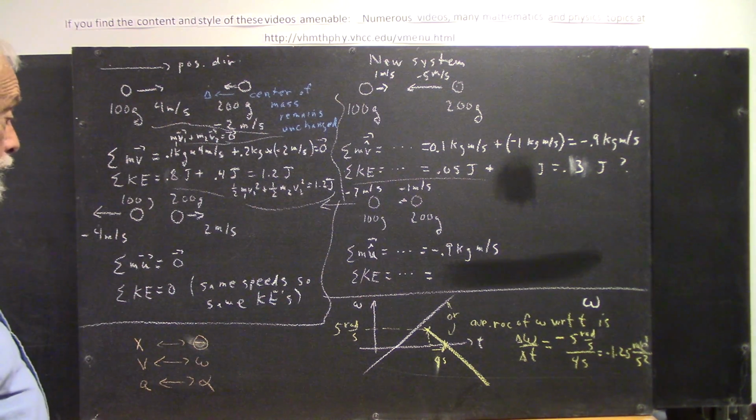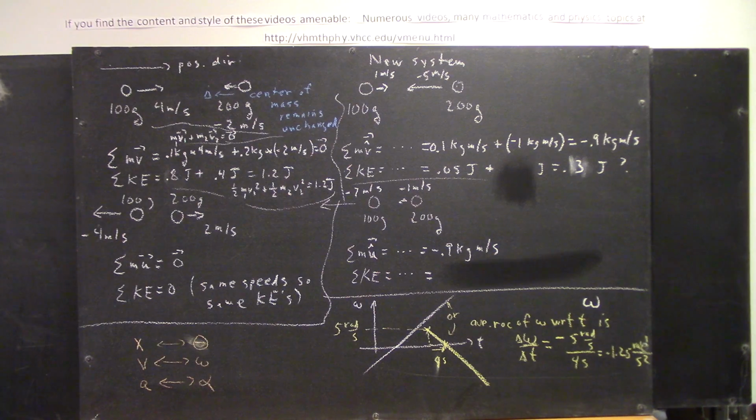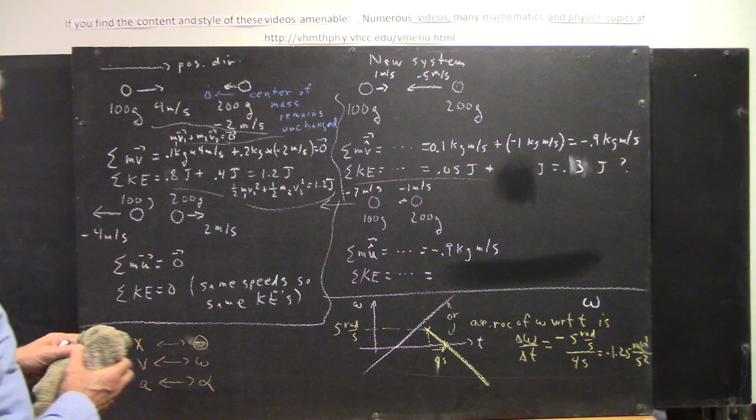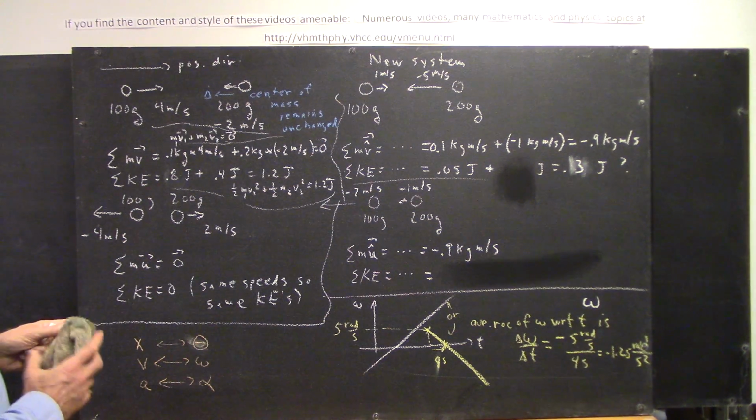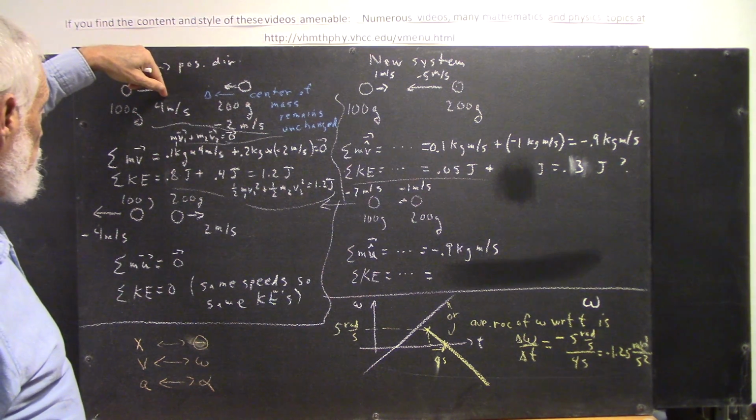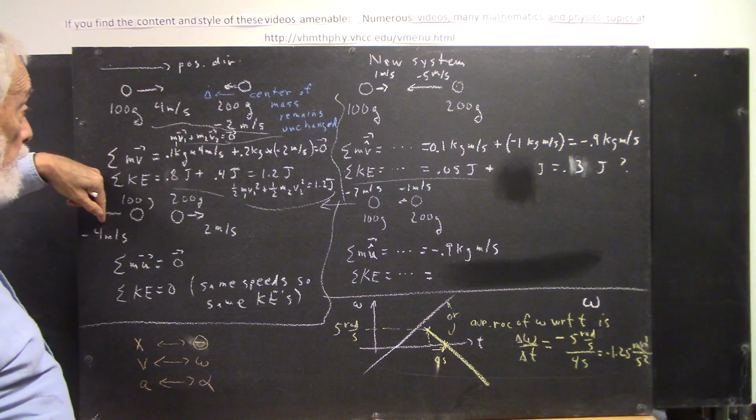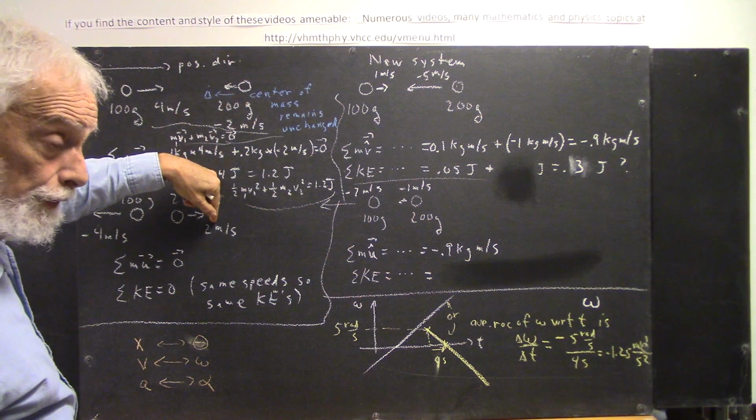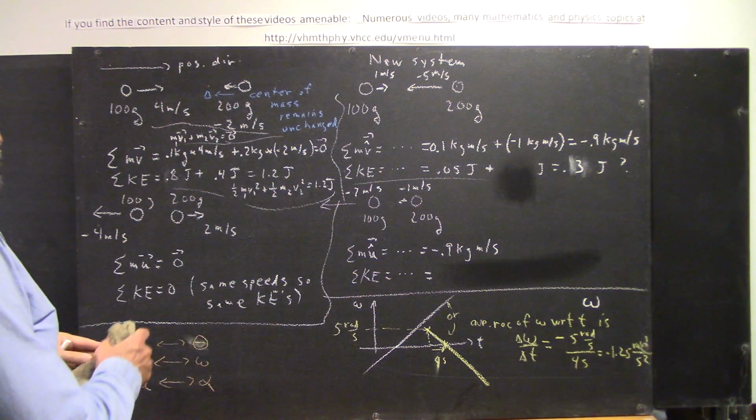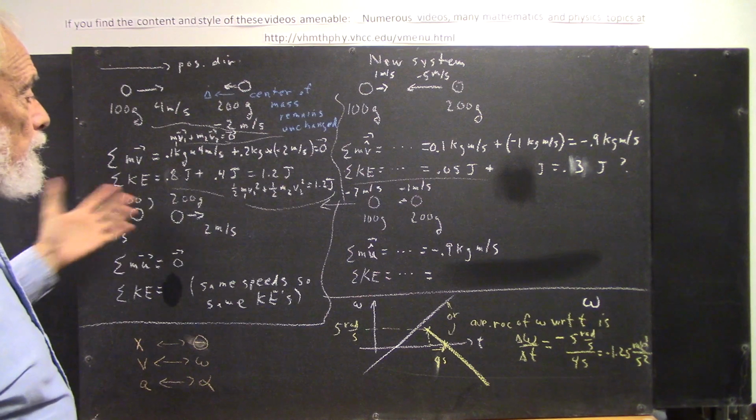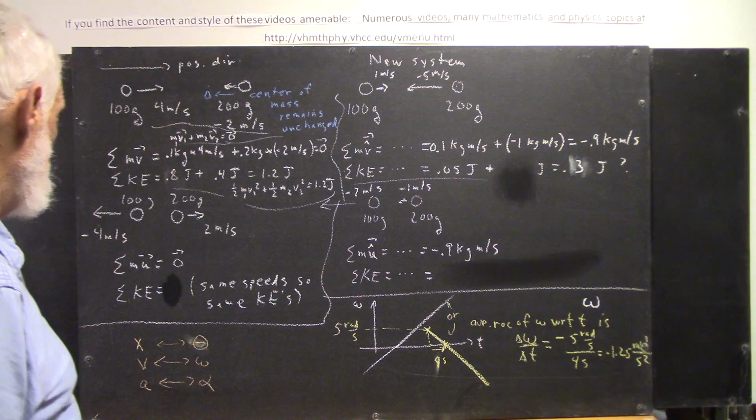You just do all the same calculations, and you find out that the momentum is still 0. The kinetic energy is still the same as it was before, because if you square 4 meters per second, you get the same thing you get if you square negative 4 meters per second. If you square negative 2 meters per second, you get the same thing as if you square 2 meters per second. And both of those squared velocities go into the calculation of the kinetic energy.